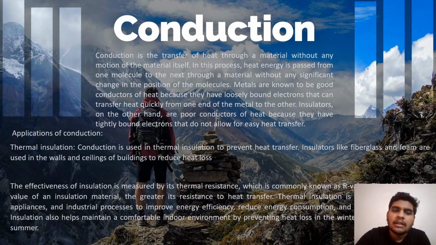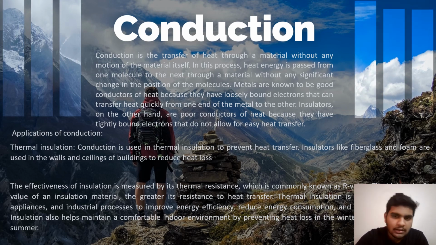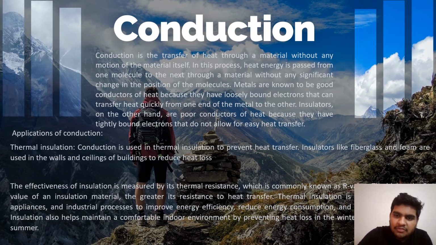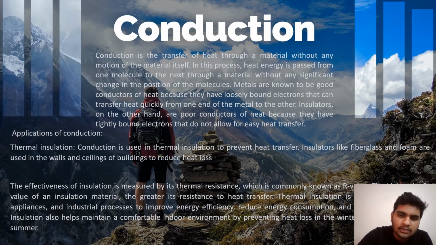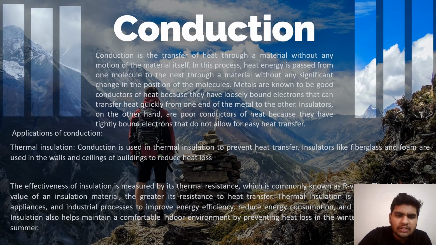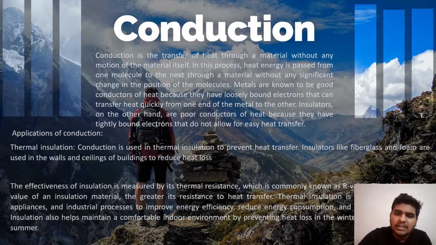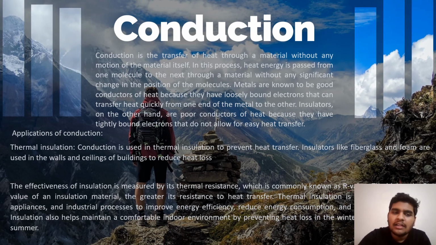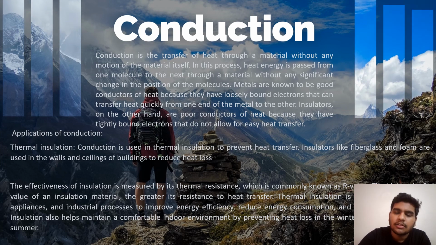Thermal insulation. Conduction is used in thermal insulation to prevent heat transfer. Insulators like fiberglass and foam are used in the walls and ceiling of buildings to reduce heat loss. The effectiveness of insulation is measured by its thermal resistance, which is commonly known as R value. The higher the R value of an insulation material, the greater its resistance to heat transfer.